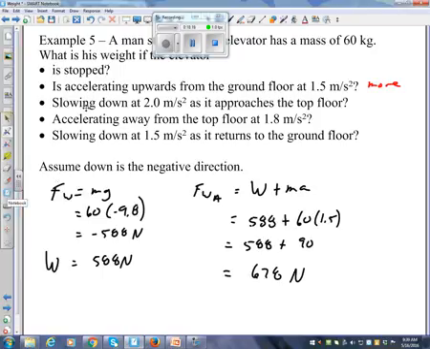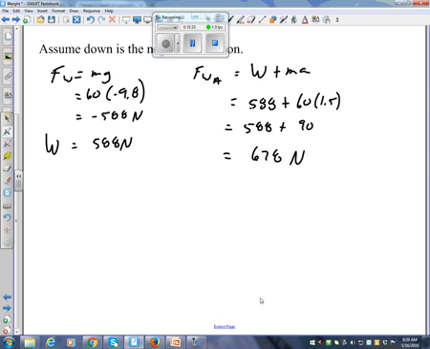Now, what if you're slowing down at 2 meters per second squared as you approach the top floor? As you get to the top, you're going to weigh less. How am I going to write that out? Most people can sort of figure out the math, right? It's how do you write it, how do you express it? That's the hard part. So I'm going to again say apparent weight force, FWA, is now the weight, plus mass times acceleration, but this time the acceleration is actually negative, down.